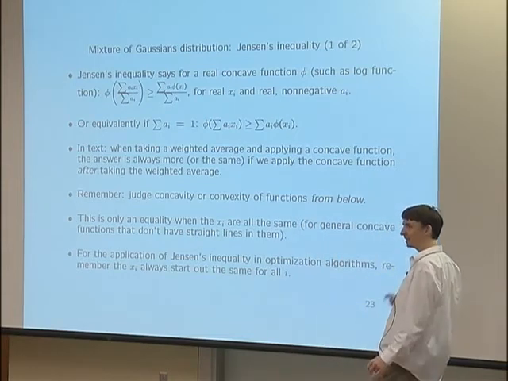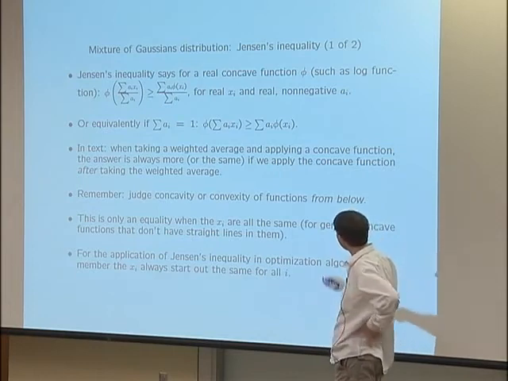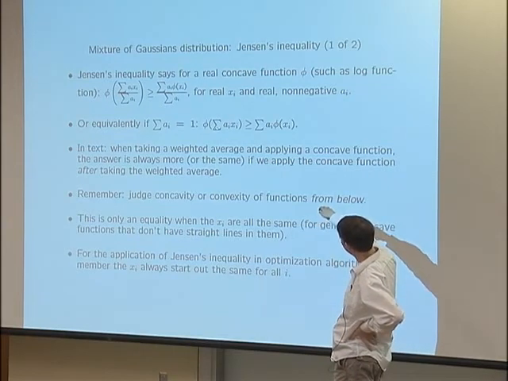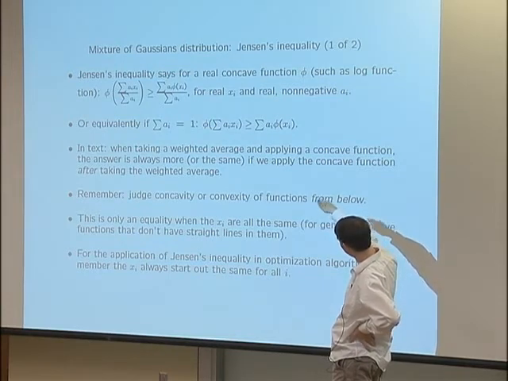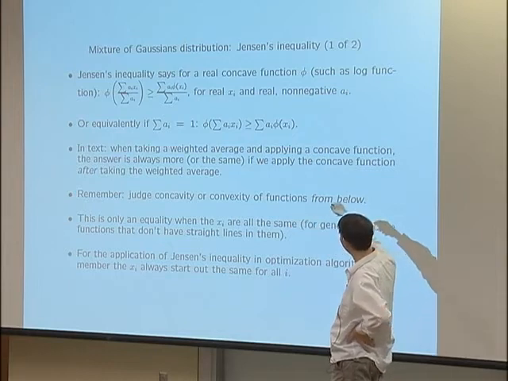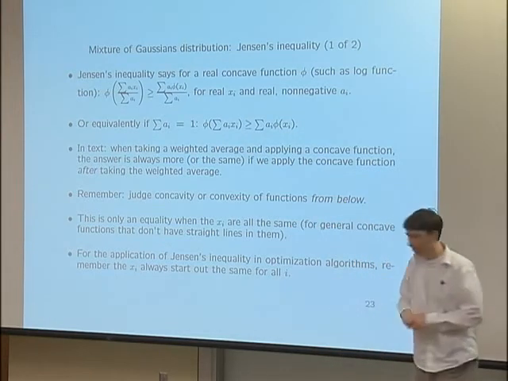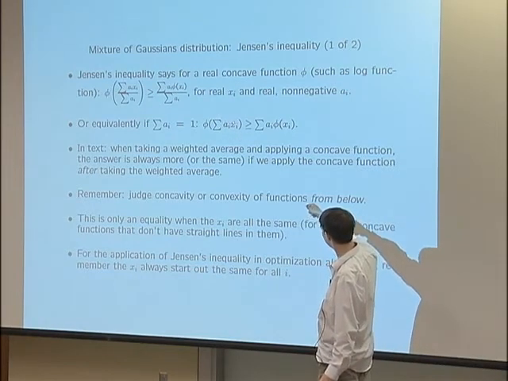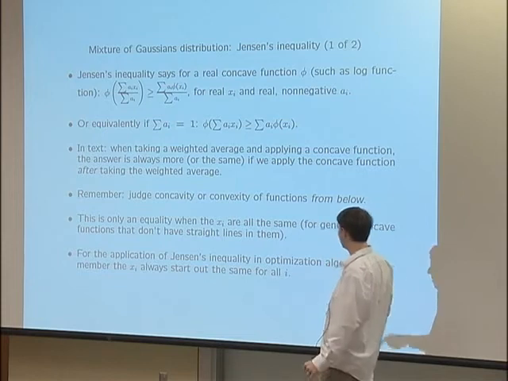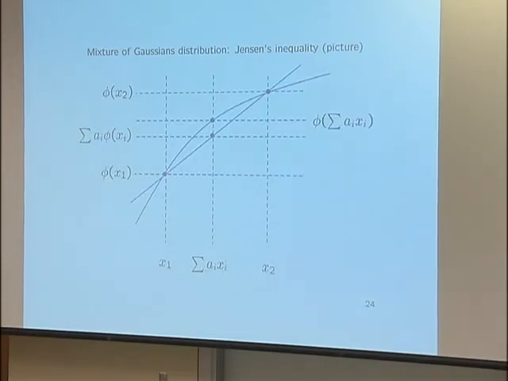What this is saying is that if we have a concave function, and we're taking a weighted average of these xi's, if we take the function after doing the sum, it's going to be more than or equal to if we first take the function, then do the sum. And this is only an equality if all of these xi's are the same. Now I'm going to show you on the next slide what this means.